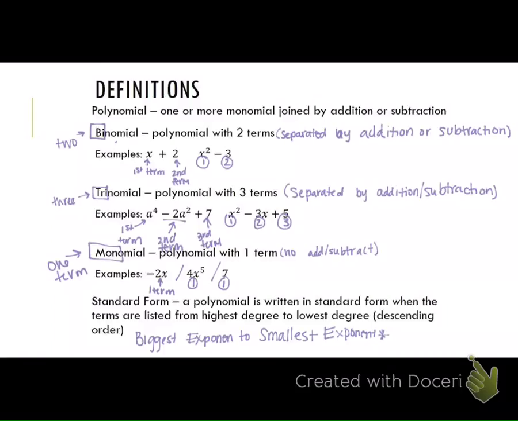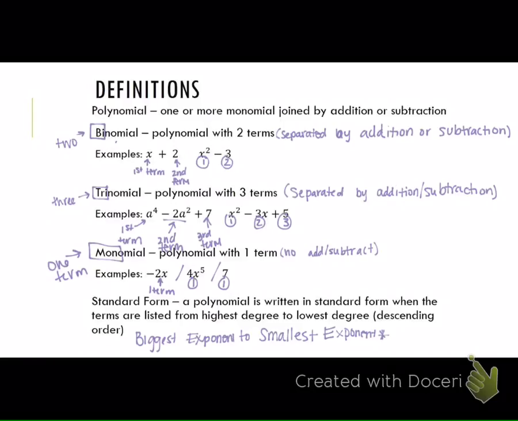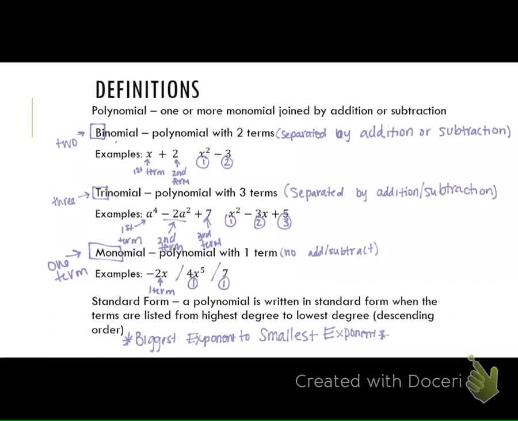All right. Biggest exponent to smallest exponent. That typically, the smallest exponent means there's no exponent at all on it. All right. Flip to the next page.